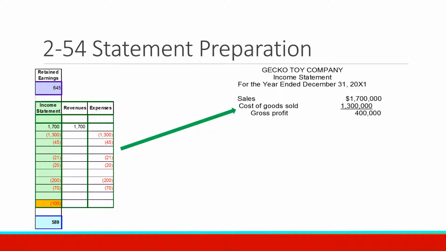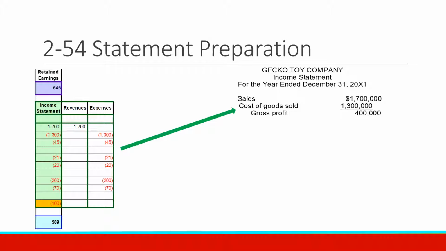So we'll start by recording the name of the firm. It's the Gecko Toy Company. The name of the statement, the income statement. We'll now talk about the time period. An income statement is a flow statement covering a time period. So we'll tell the time period, which is a year. So for the year ended December 31st, 20X1.